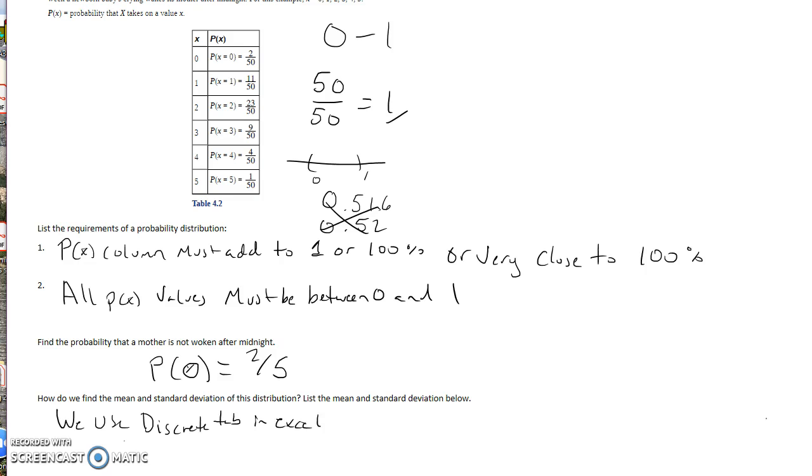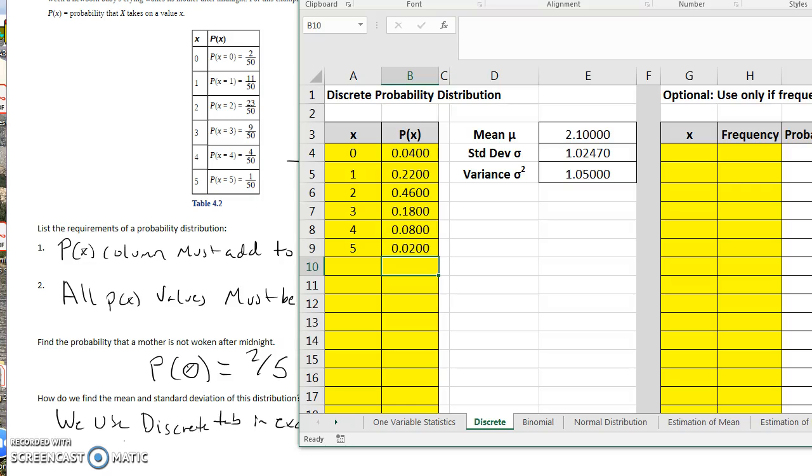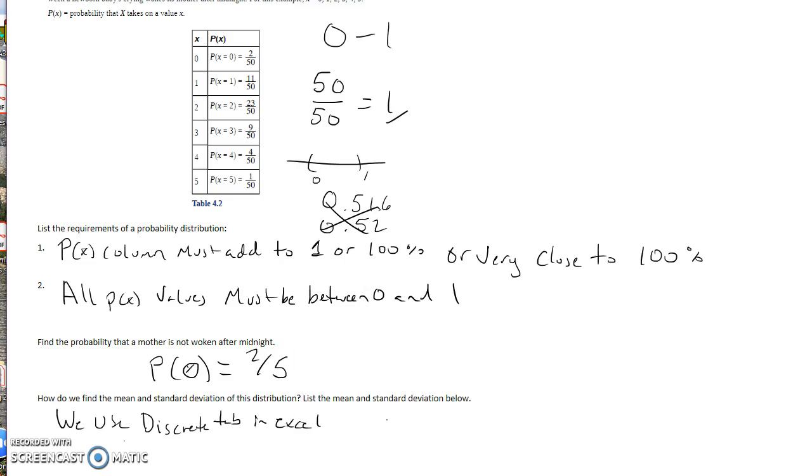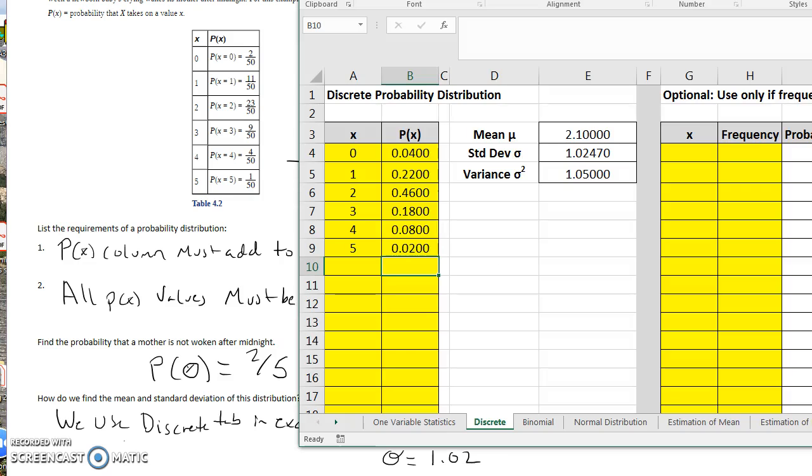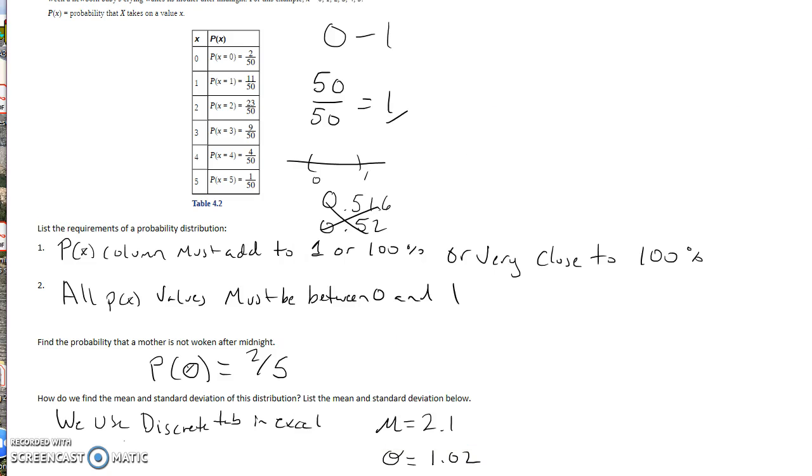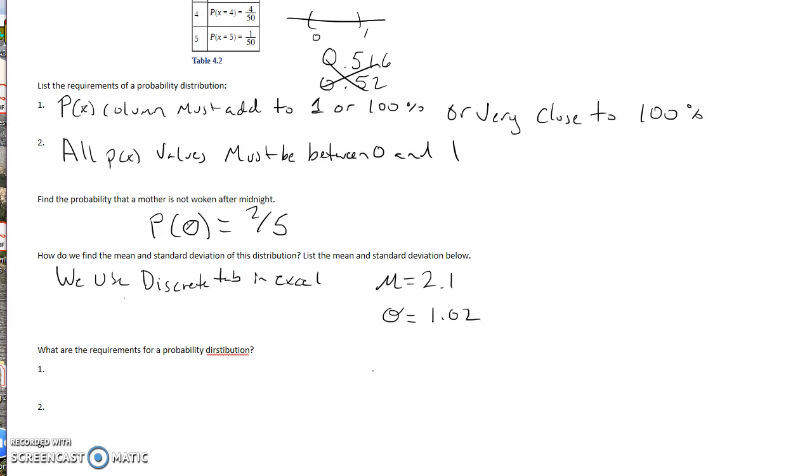And it says list the mean and standard deviation below. So the mean is 2.1. We're going to use the fancy symbols here. So the mean is 2.1, and then sigma for standard deviation is, I said 1.02. Correct? Yep, that's what we got for that one. Again, I'll tell you what to round to when it comes time to do these.